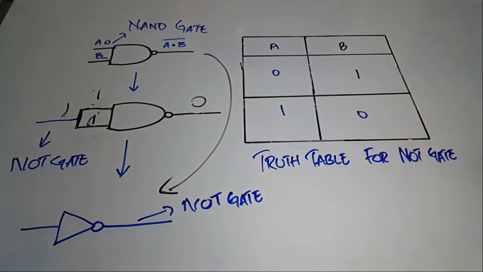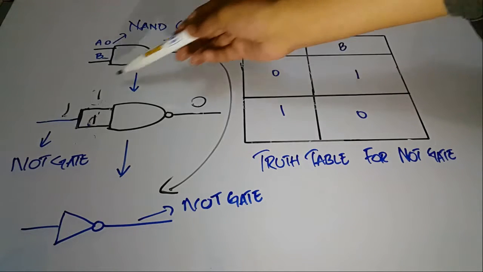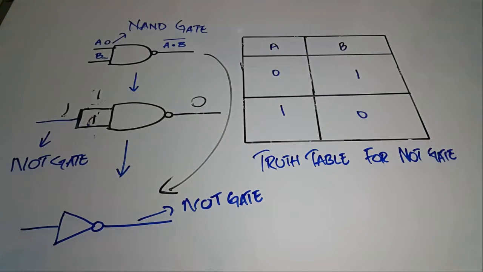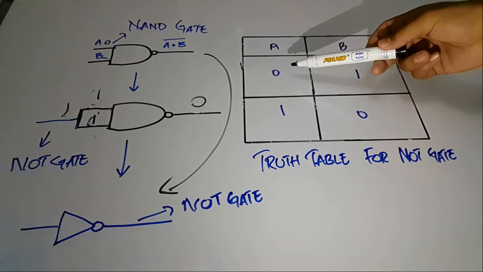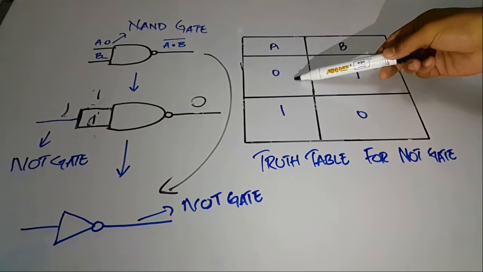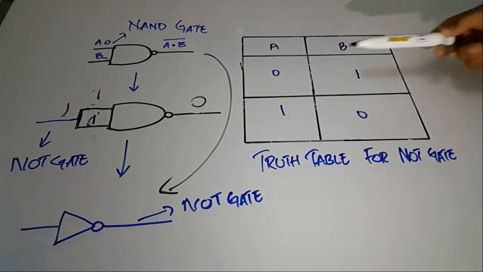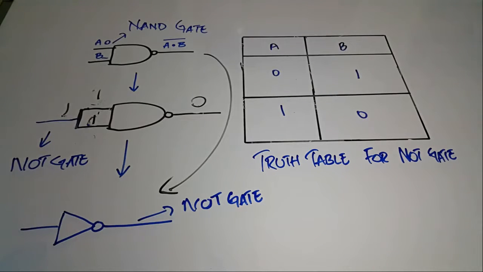This is the symbol of a NOT gate, and by using this phenomenon, we are going to make a NOT gate. This is the truth table of the NOT gate. You may be aware of it, but just for simplicity: when the input is 0, the output is 1, and when the input is 1, the output is 0. Now we will do the practical verification of how to make a NOT gate from a NAND gate, which is a universal gate.